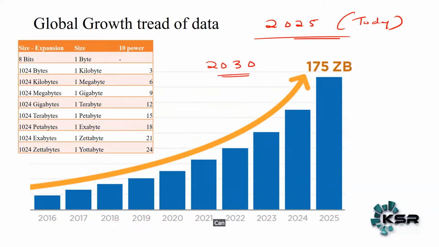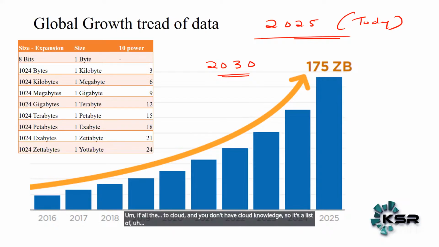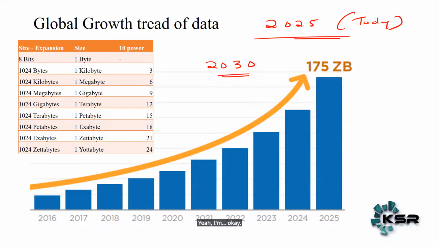Can anyone explain the statement? If everything has shifted to cloud and you don't have cloud knowledge, it's a waste of software. You can't use that. Okay, I'm asking the meaning of the statement I told you. In 2025, today you are here. In 2030, if you don't know cloud, your resume is a tissue paper. What do you mean by this?